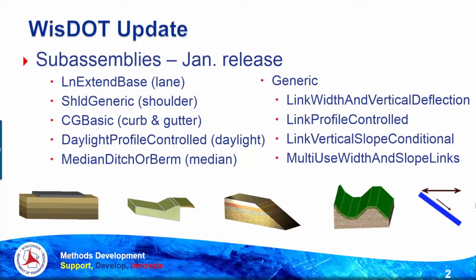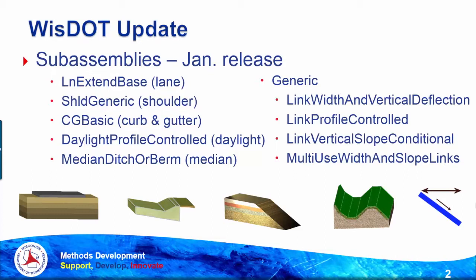We're releasing all the sub-assemblies you see on the screen here. We're going to have a new lane sub-assembly that'll replace lane generic, and it will be called lane extend base. We're going to have a new shoulder. It'll be called shoulder generic. A new curb and gutter sub-assembly, which will be called CG basic. And then we'll have a new daylight sub-assembly. This sub-assembly will be one to replace the current Gen CF. We're calling it daylight profile controlled.